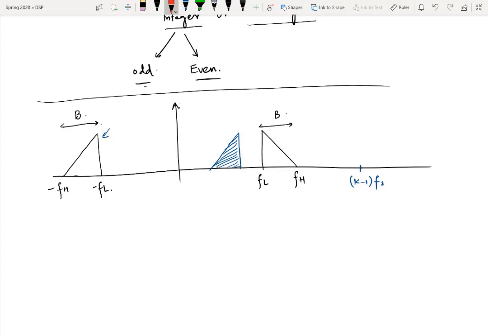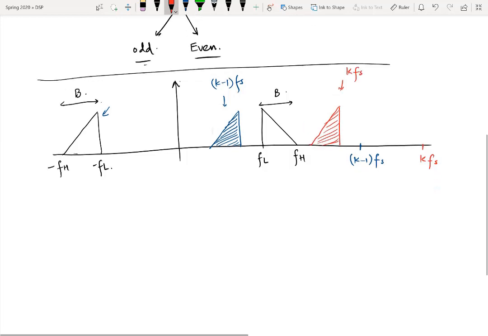Similarly, let's consider another frequency which is k fs, the next after k minus 1. So for this k fs, again the left-sided copy, let's assume that it comes over here. And again, I'm not plotting the right-sided copy, it will be somewhere on the right. So these are the two copies: this copy corresponding to (k minus 1) fs, and this copy corresponding to k times fs.